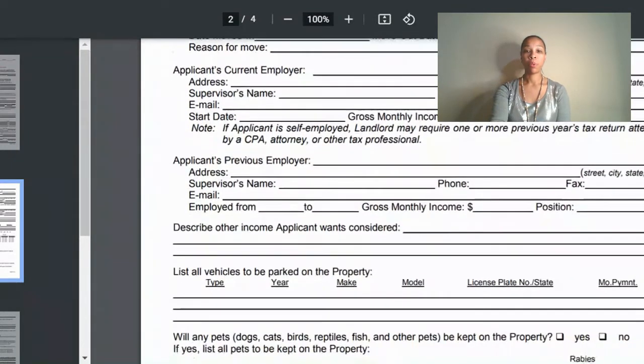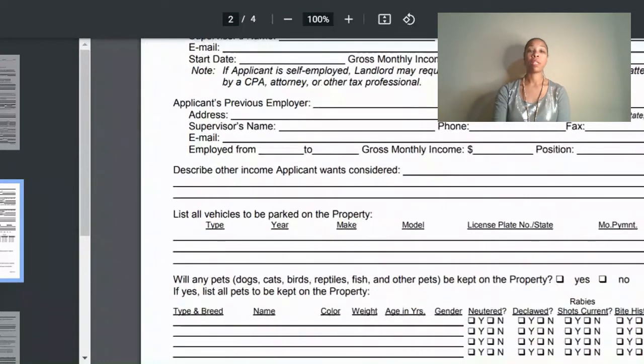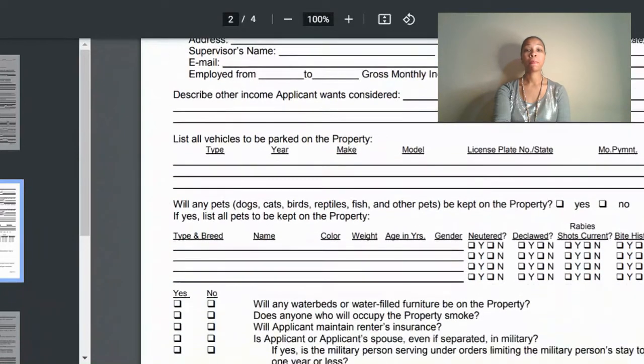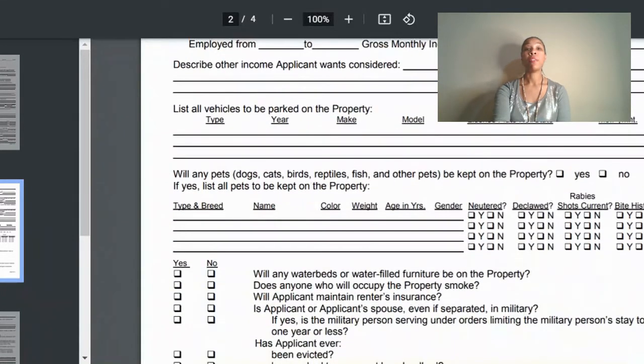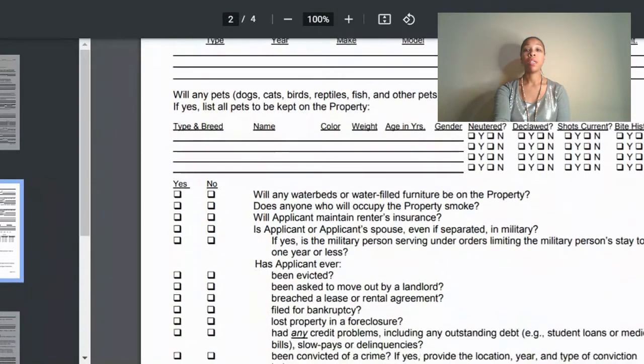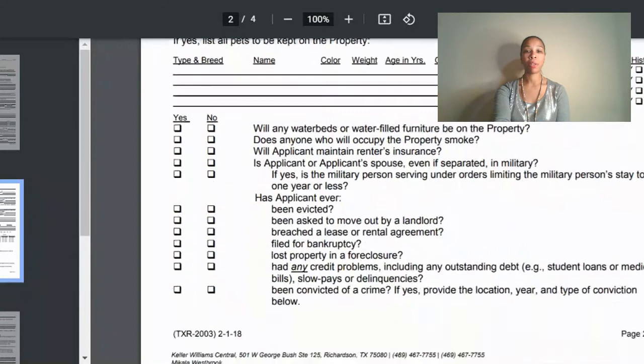They'll need your current employer. It does say, note, if applicant is self-employed, landlord may require one or more previous year's tax return attested by a CPA, attorney, or other tax professional. And then previous employer information, other income that you want considered, vehicles that will be at the property, pets that will be at the property.